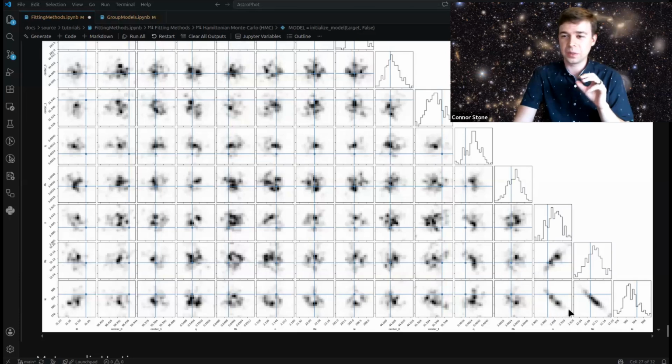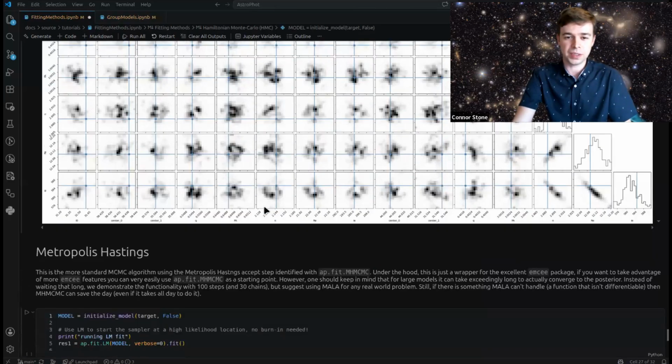And you can see that we're getting contours that are pretty comparable to what we had with Levenberg-Marquardt or with MALA. It's fitting decently well.